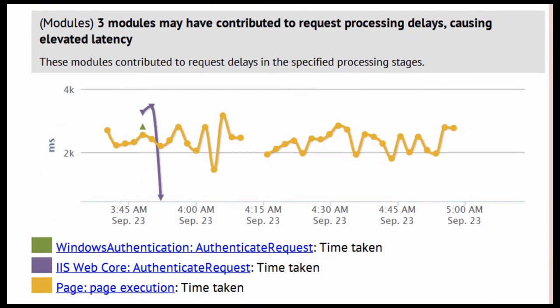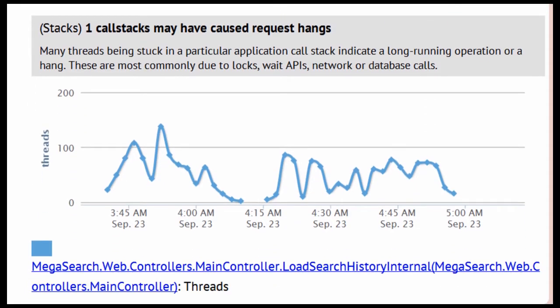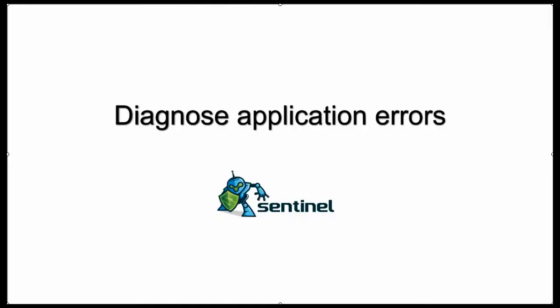Next, Sentinel shows us which IIS modules contributed the high latency. In this case, it's the page itself. Finally, Sentinel identifies the specific function in your code that's most likely causing the hang. Finally, let's diagnose error responses returned by our website.